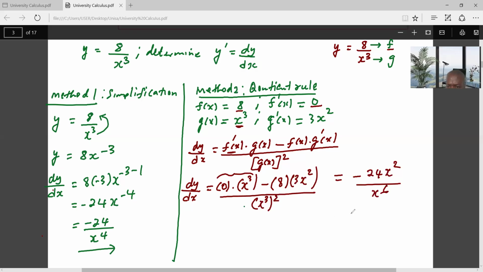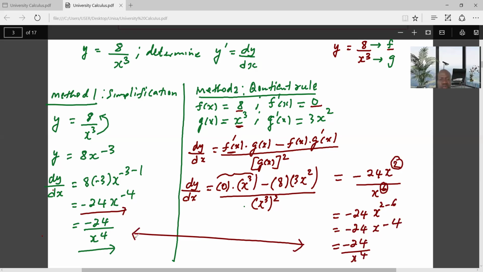Then let's use the exponents. So it's minus 24x to the power. This subtract. Take one base, subtract. So it's 2 minus 6. So we're going to have minus 24x to the power of minus 4. You see that is the same as this one. We can even leave it like this, or we write it in standard form. So the answers are the same. So it's either you simplify or you use what you call the quotient rule. Very important, ladies and gentlemen. The quotient rule.